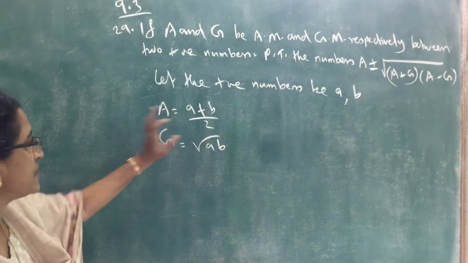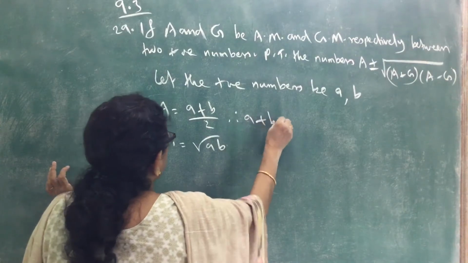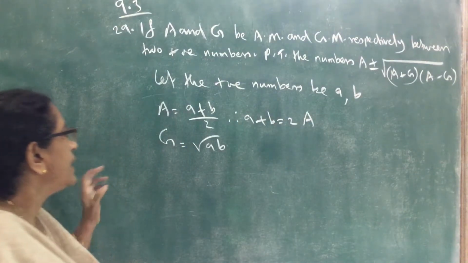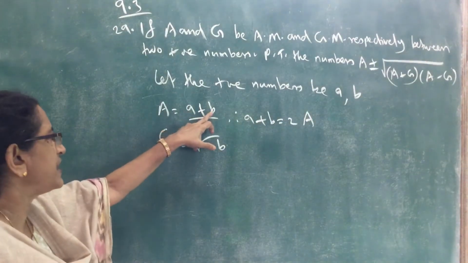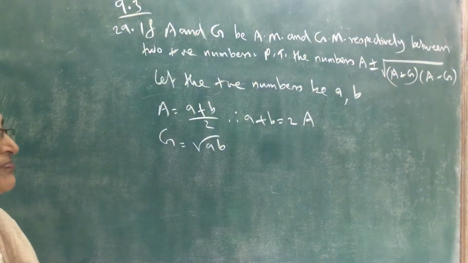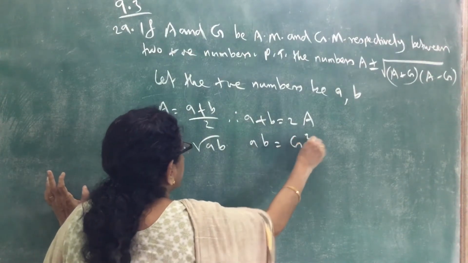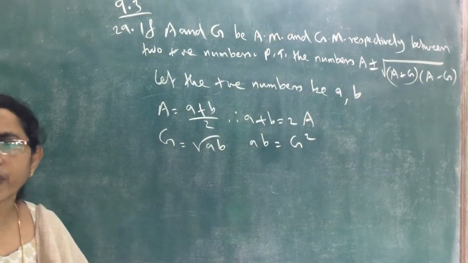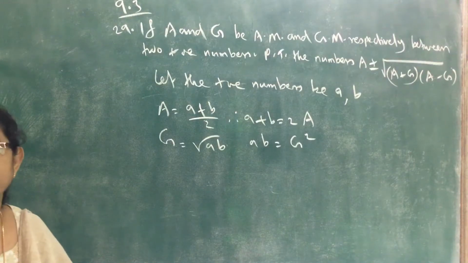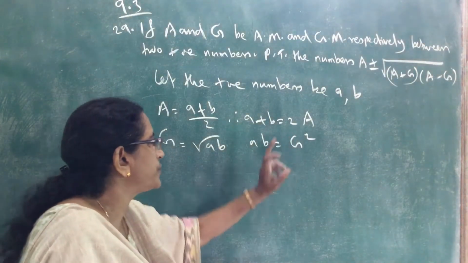Using the first equation, cross multiplying, we get a plus b equal to 2A. And G equals root of ab, so squaring we get ab equal to G square. So we got a plus b equal to 2A and ab equal to G square.